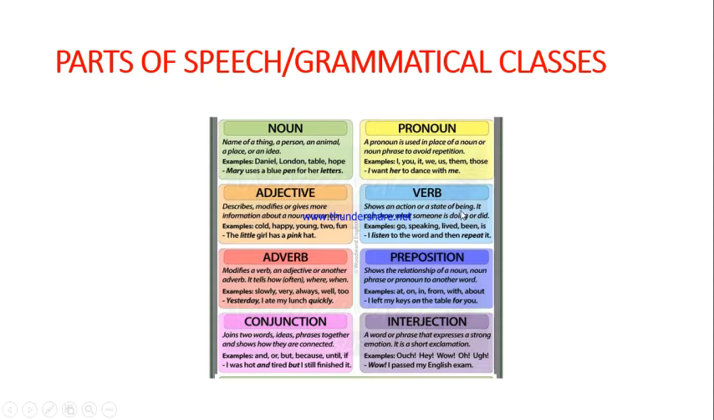So we use be verbs. Is, are, was, were, be, been. So we use them to denote state of being. So they show what somebody is doing. Example of verbs, okay, go, speak, live.